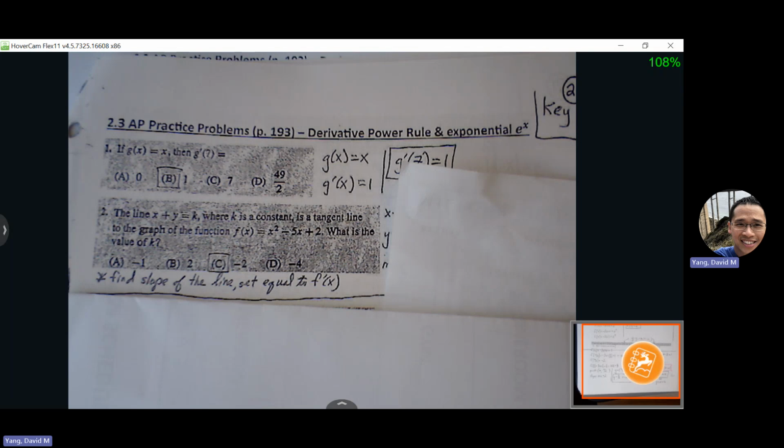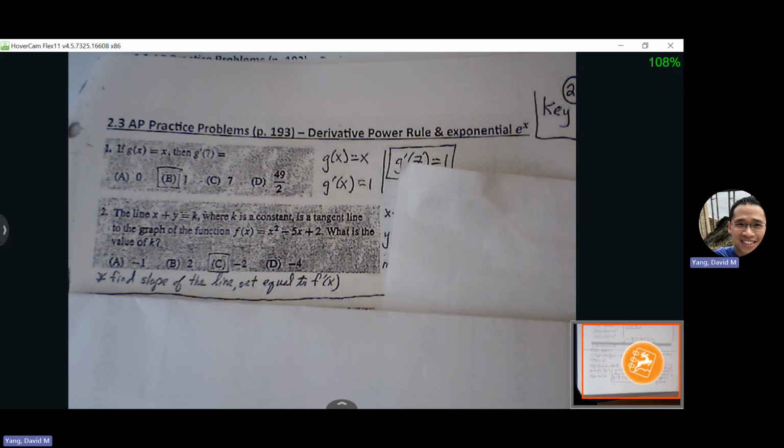So let's say you have a function that's x squared minus 5x plus 2, some parabola, right? And the key word here is that we know a line is tangent to the graph of this f of x. So let's say the line was something like this, tangent to the graph at that point.